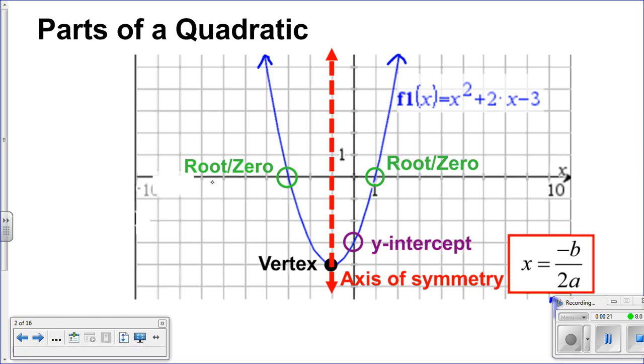So the first thing is our roots, or our zeros. These are basically your x-intercepts. It's where it crosses the x-axis. You have a y-intercept, and that's where it crosses the y-axis. And you also have something called the axis of symmetry. Now, this is not something new. We've already been working with that when graphing a quadratic. And the last thing is our vertex. Let's take a look at each of these individually.